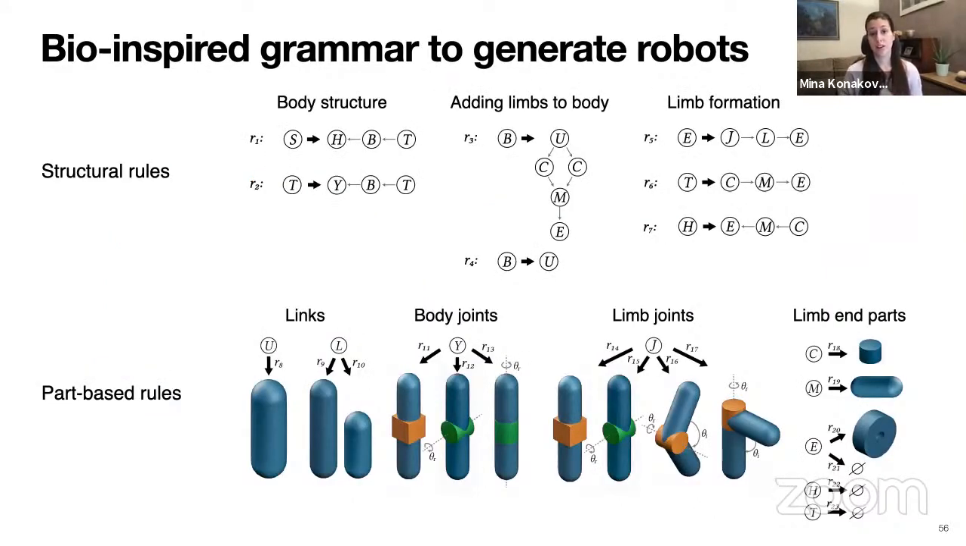And finally, our complete bio-inspired grammar looks like this. We have structural rules that form the body structure and part-based rules that select the components. This slide is cluttered, but the message that I want to convey here is that all the rules that we need to generate hundreds of thousands of different robot designs can fit into a single slide. And more importantly, the generated designs are all inspired by animals, are all fabricable, and able to walk.